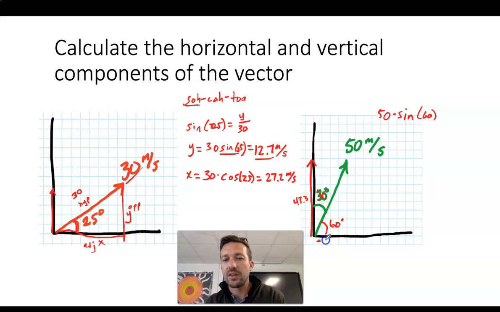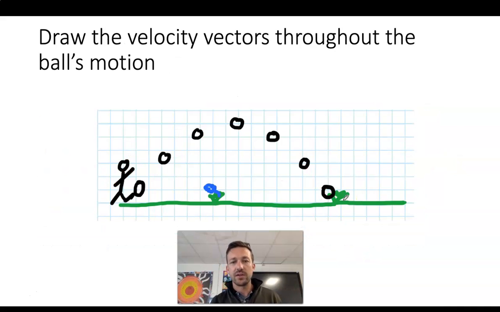And if you want to calculate that horizontal, it'd be 50 times cosine of your angle. And remember, that angle always needs to be from the horizontal. You just plug that in and you get your answer. So that's how you break your vertical and your horizontal up. So let's go into how you would draw the velocity vectors for this ball's motion as it flies.